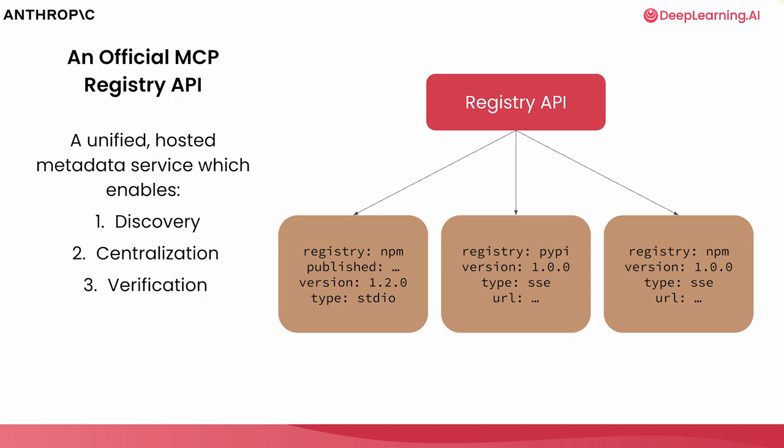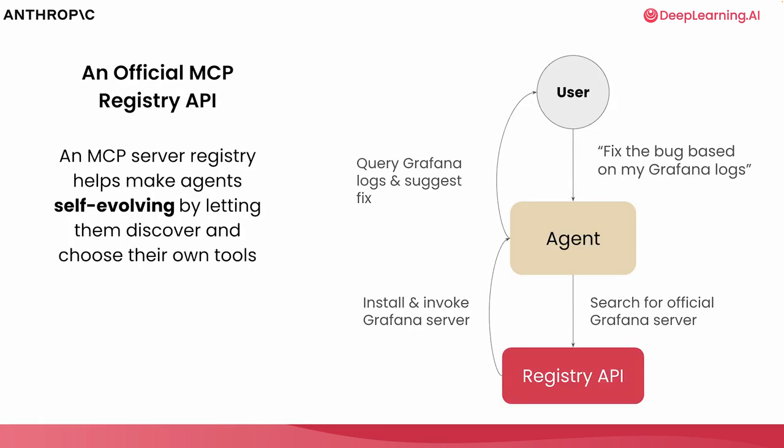Where this also gets exciting is the ability for MCP servers to let agents self-discover them. You can imagine a scenario where a user needs to fix a bug based on something in some logs. The agent then searches through the registry API for the official MCP server, installs it, and queries and suggests a fix. In this particular use case, instead of requiring the application to be connected to a variety of servers from the start, we can start to build applications where MCP servers are dynamically discovered and connected to.